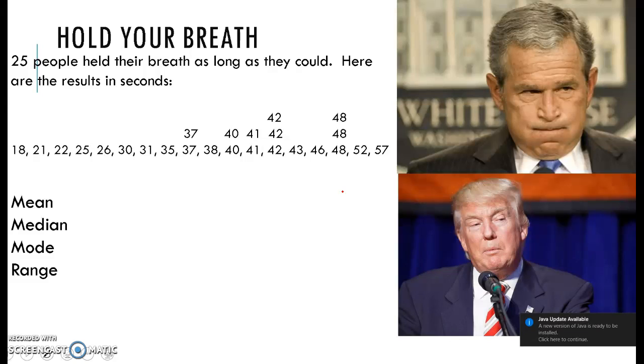The mean, you know, is just the average. So we've done this before with the arithmetic mean where we had just two numbers. We added them together and divided by 2. Here we would add them together and divide by 25 to find the mean.